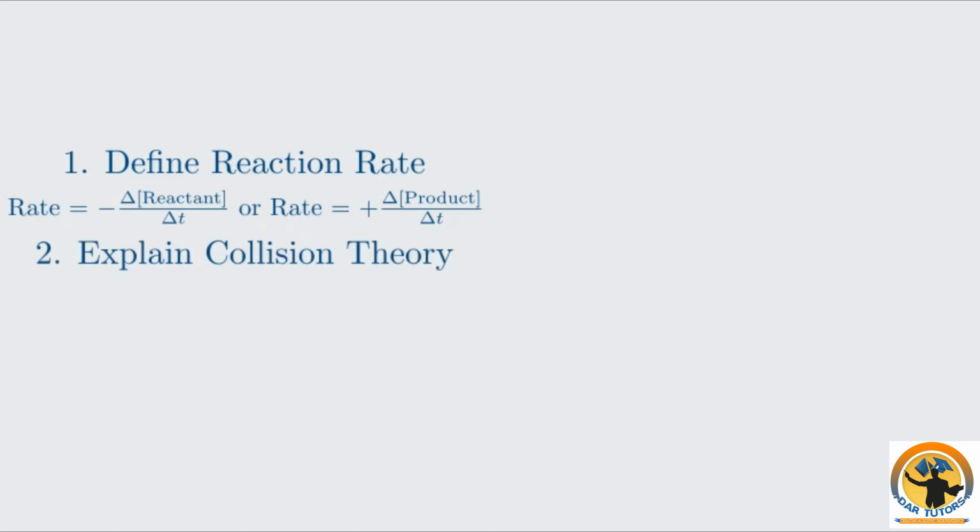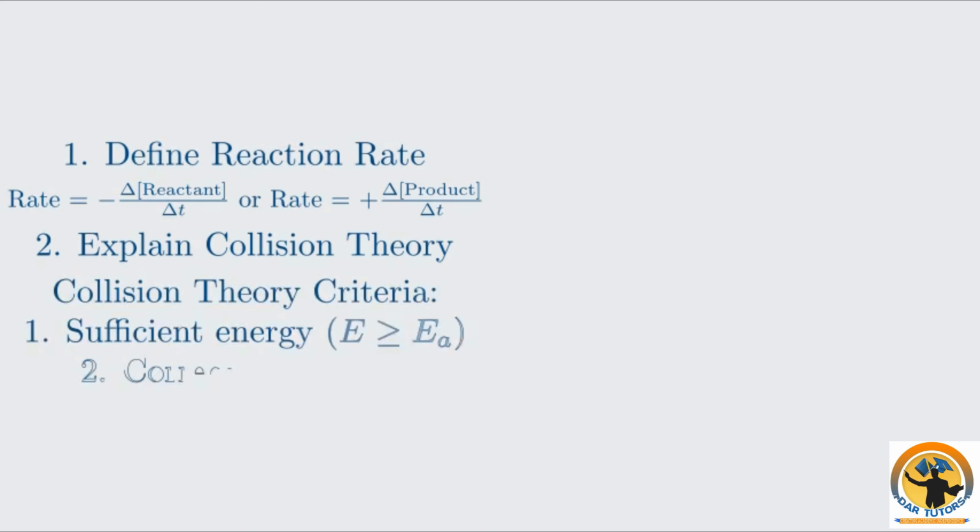Next, let's explore collision theory, the simplest model to explain how reactions happen. Collision theory states that for a reaction to occur, particles must collide with each other. However, not every collision results in a reaction. According to collision theory, a collision must satisfy two criteria to be successful. First, the particles must collide with a kinetic energy greater than or equal to a minimum value called the activation energy. And second, they must collide with the correct orientation or collision geometry. We call these successful or effective collisions.